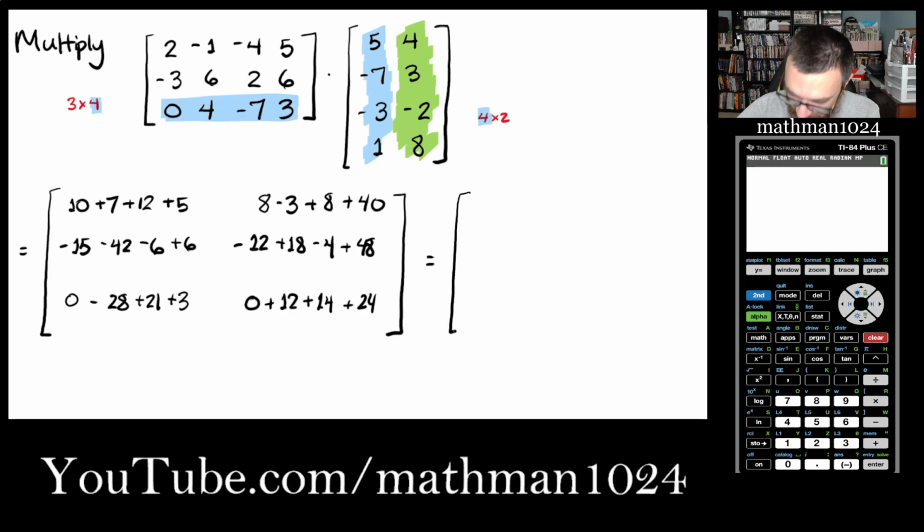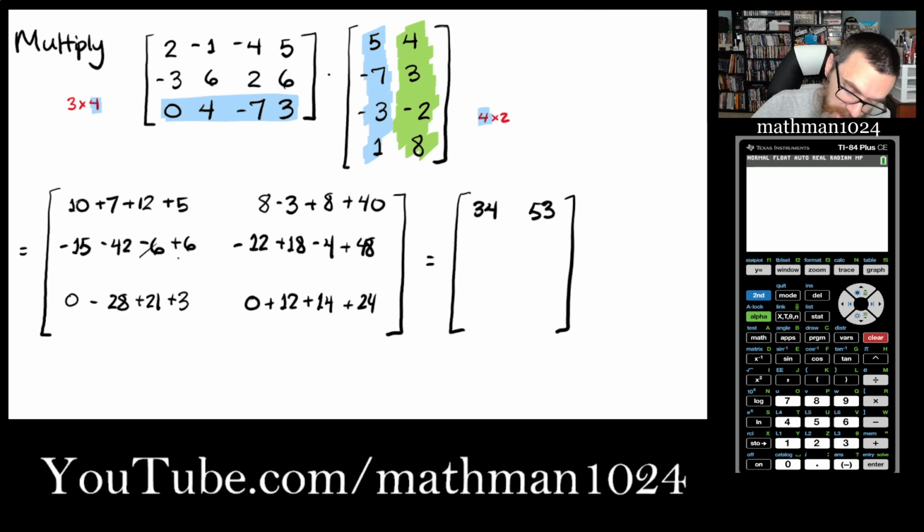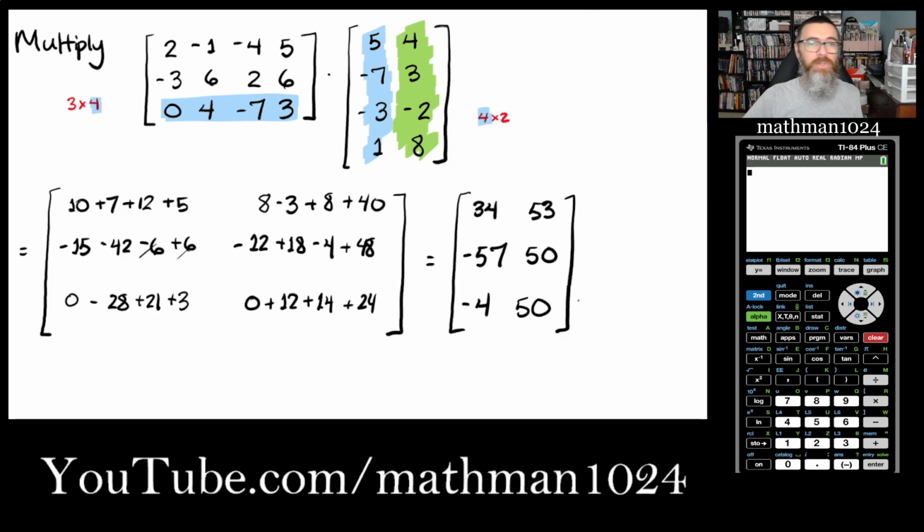So once you have all of this done, you then add these guys together. Let's see, 10, 7, 12, and 5: 29, 34. We have 8 and 8 is 16, minus 3 is 13, so we get 53. And we just keep on doing that here. These guys go away, so that's negative 57. Negative 16, 2, that's going to give me 50 here. 24, it's negative 4. 36, 40, 50. And that's how we do the product.